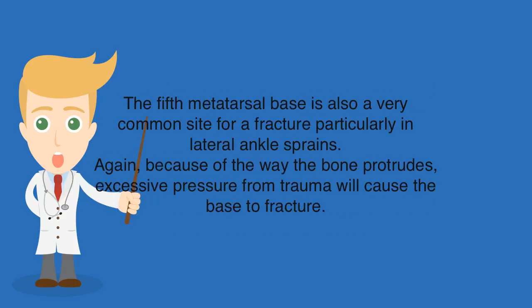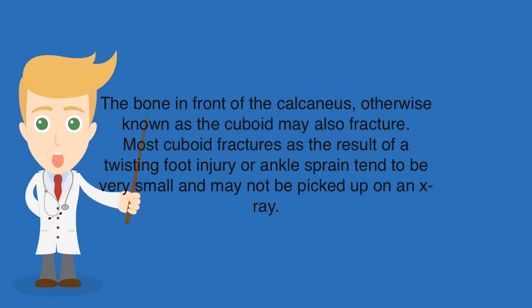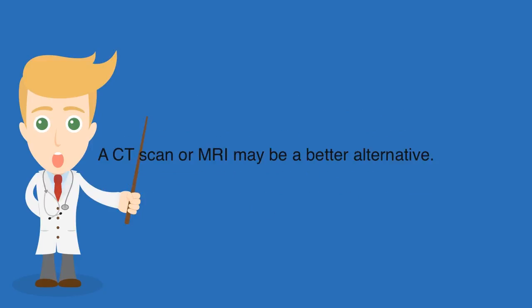The fifth metatarsal base is also a very common site for a fracture, particularly in lateral ankle sprains. Again, because of the way the bone protrudes, excessive pressure from trauma will cause the base to fracture. The bone in front of the calcaneus, otherwise known as the cuboid, may also fracture. Most cuboid fractures as the result of a twisting foot injury or ankle sprain tend to be very small and may not be picked up on an X-ray. A CT scan or MRI may be a better alternative.